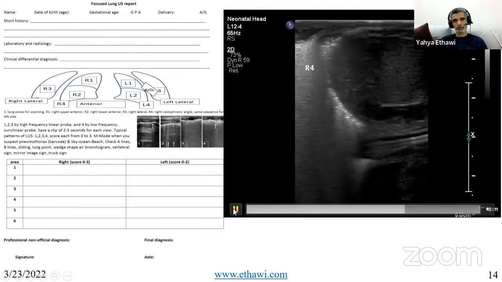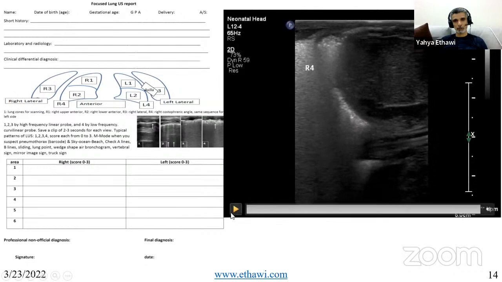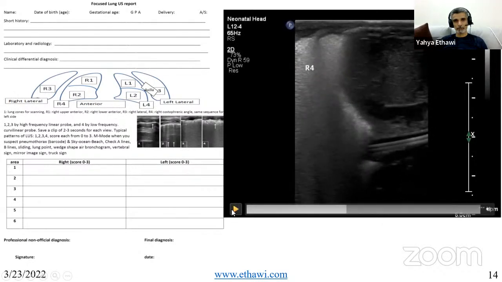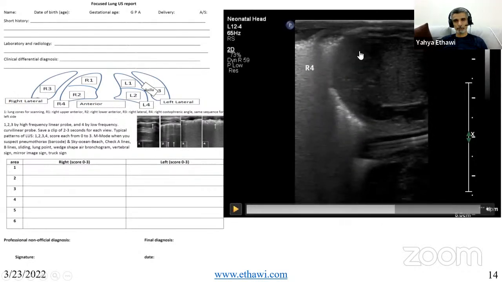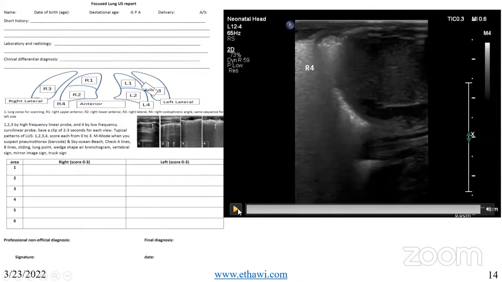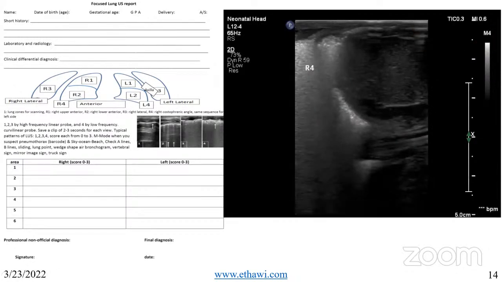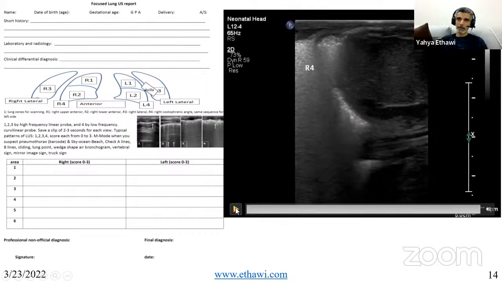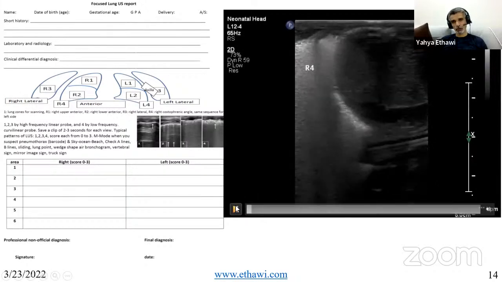What about here? Now the pathology here is more clear, right? You see this area? You see the diaphragm? Can we call this one pulmonary hemorrhage? It's hard to say pulmonary hemorrhage, but I would say it's not a consolidation.